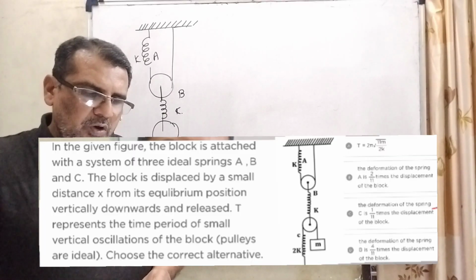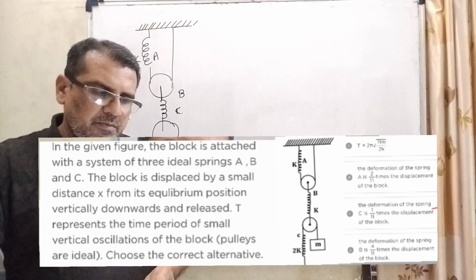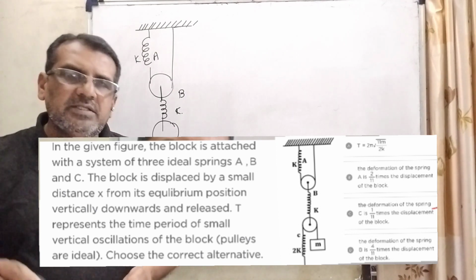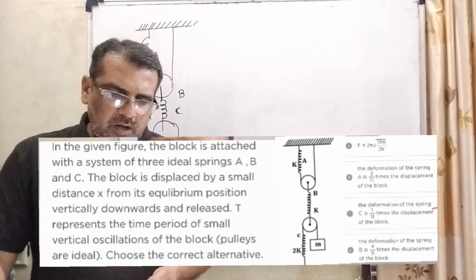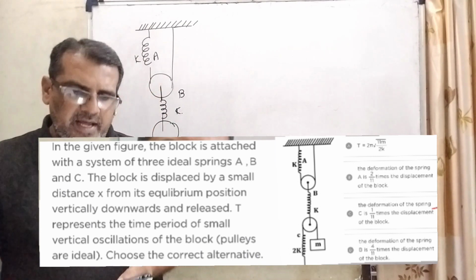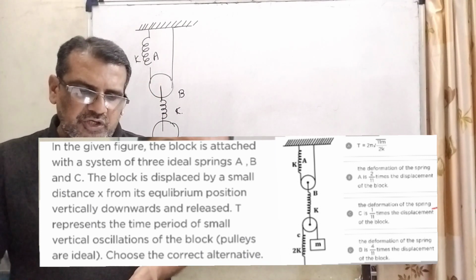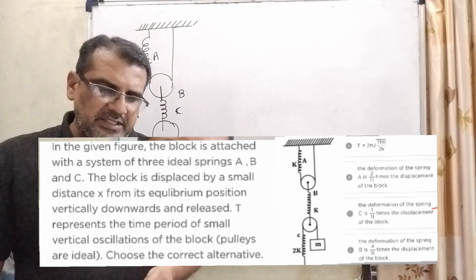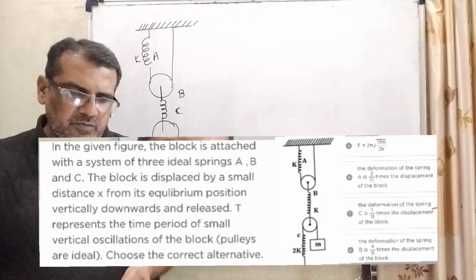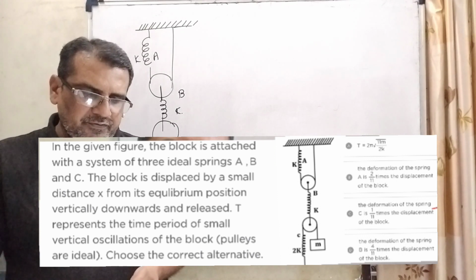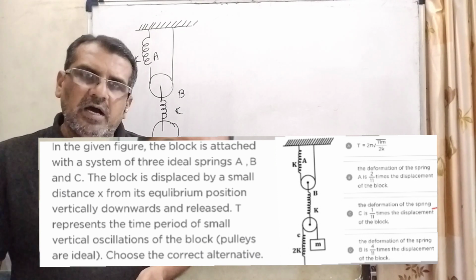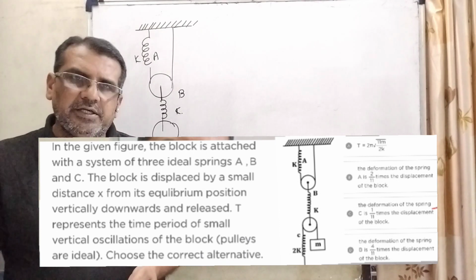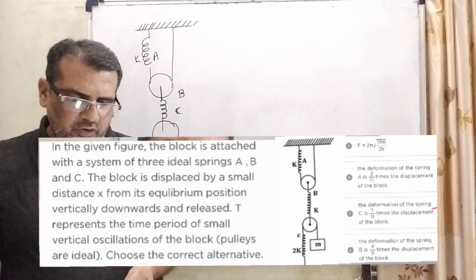Now here is the question. In the given figure, the block is attached to a system of three ideal springs A, B, and C. The block is displaced by a small distance x from the equilibrium position vertically downwards and released. Capital T represents the time period of small vertical oscillations of the block. Here, pulleys are ideal. Choose the correct alternatives. Here we have been given four options.